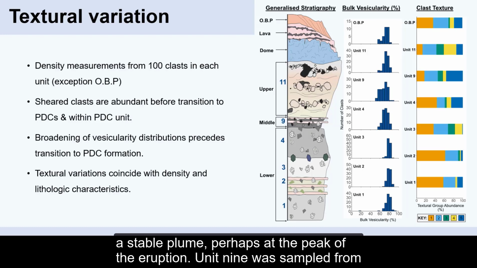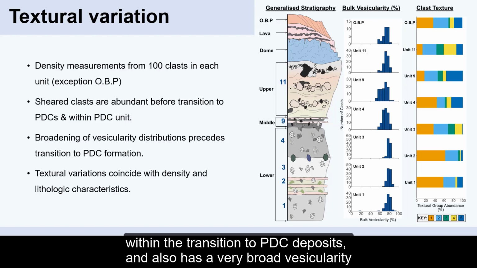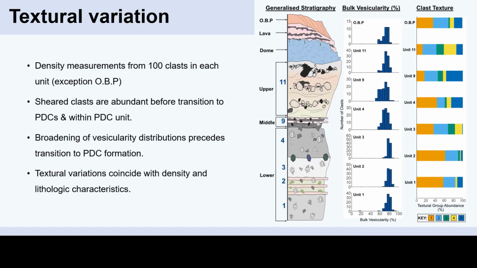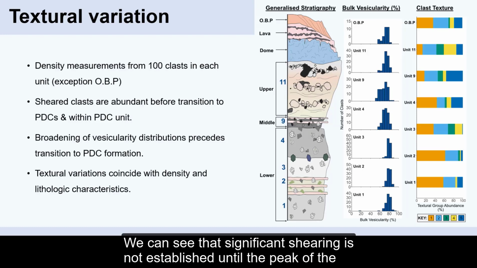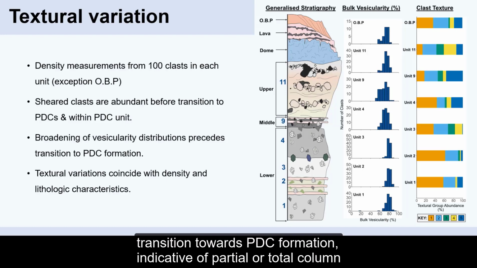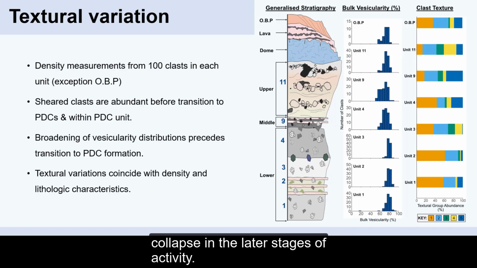Unit 9 was sampled from within the transition to PDC deposits and also has a very broad vesicularity distribution, explained by the highest abundance of dense clast observed in the eruption deposits. We can see that significant shearing is not established until the peak of the eruption and is followed by an influx of dense clasts and coincides with the transition towards PDC formation, indicative of partial or total column collapse in the later stages of activity.